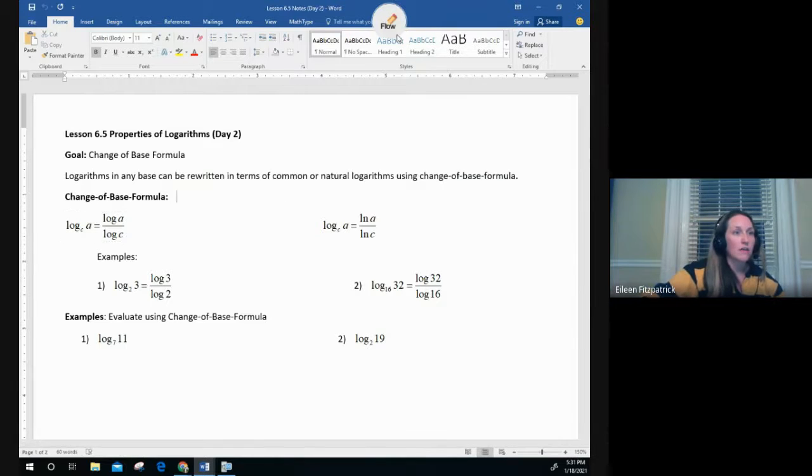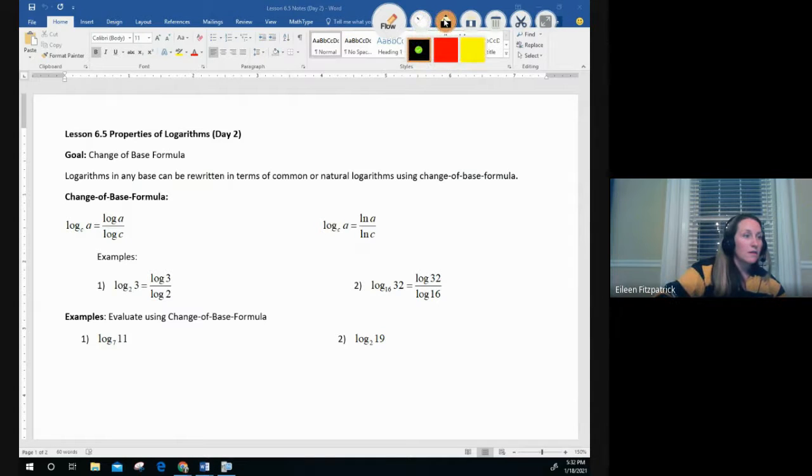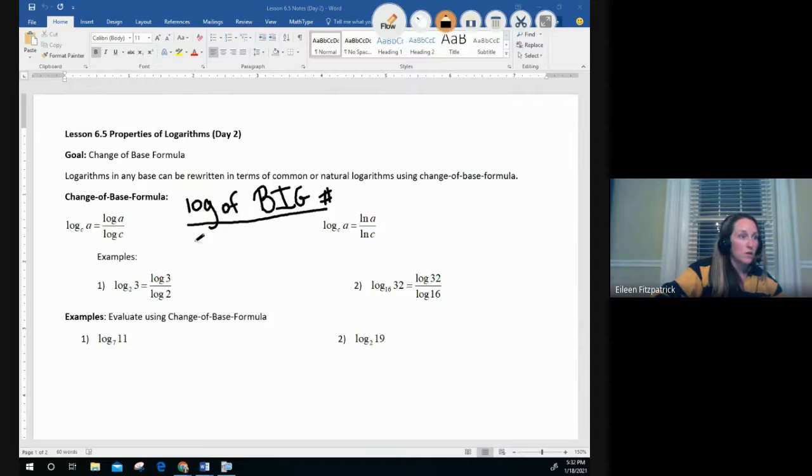And I'll even write that. You might want to write that in your notes as well. So it's log of big number over log of small number, or if you want to say, base number. And also, if we have log base c of a, you can write it as the natural log of a divided by the natural log of c. And still, it's going to be the big number over the base number.